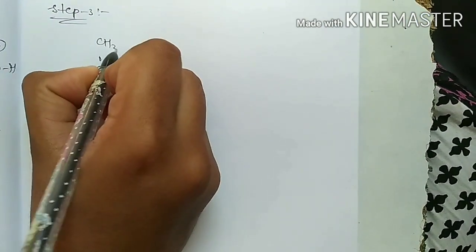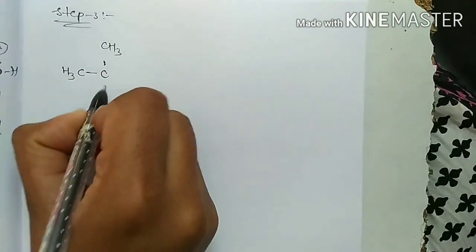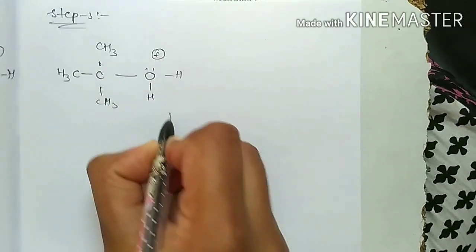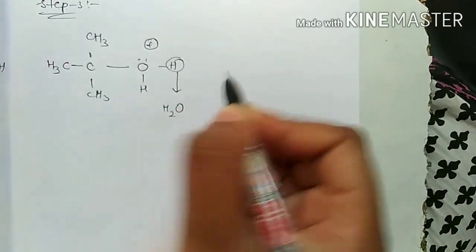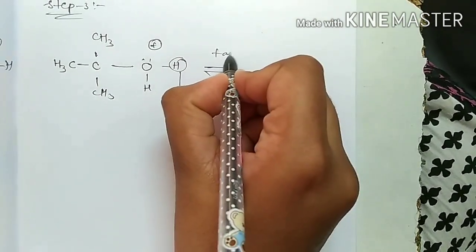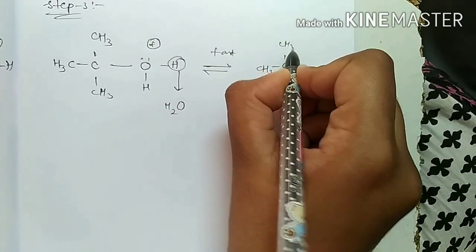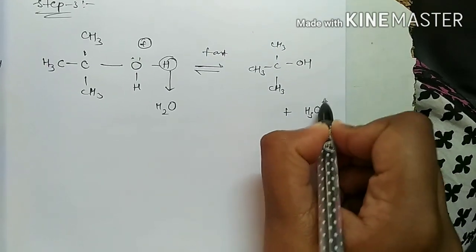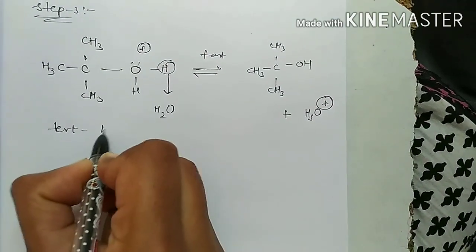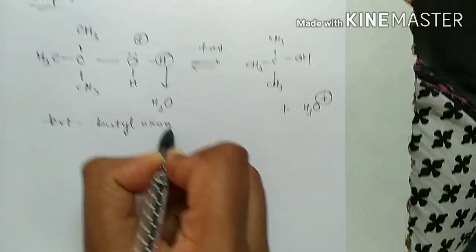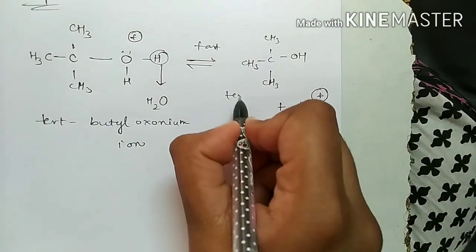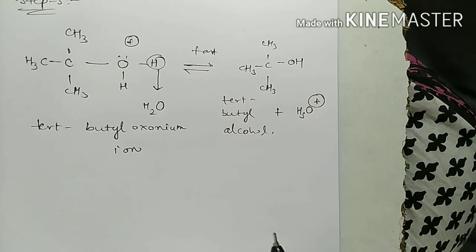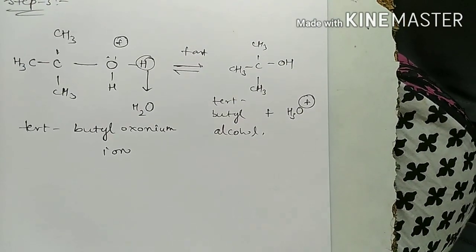So this was the tertiary butyl oxonium ion. A water molecule accepts the proton to form tertiary butyl alcohol along with hydronium ion. So this was the tertiary butyl oxonium ion and this is tertiary butyl alcohol. So these are the 3 steps involved in the mechanism of this reaction.